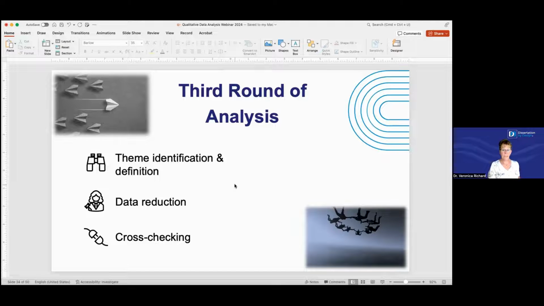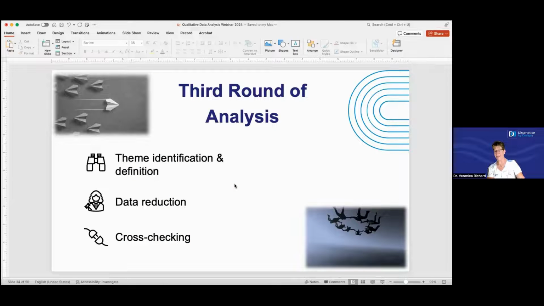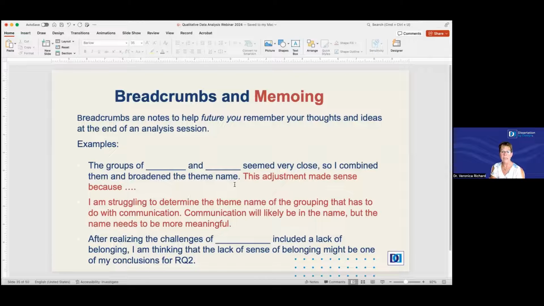So here I'm looking for theme identification. I'm reducing the data to the most appropriate data, and then I'm cross-checking. Okay, now this one back here, I'm just going to go back for a moment. This is really hard to show in an hour. Again, if you're able to attend the boot camp, we will go through this and provide some examples. Okay, and then here again is some of my breadcrumbs and memoing.